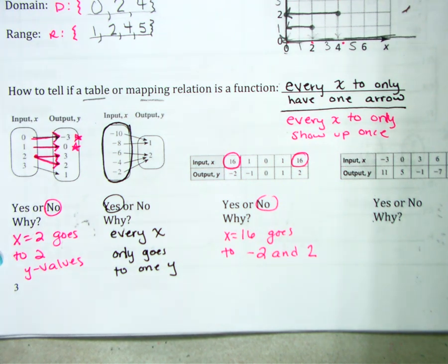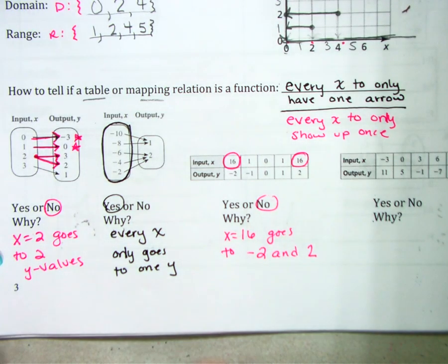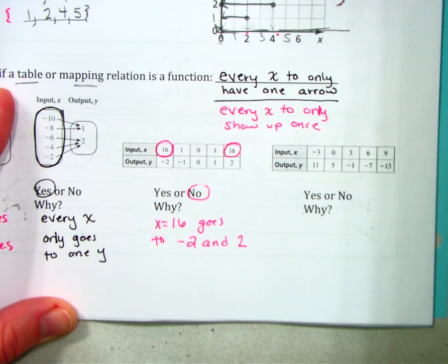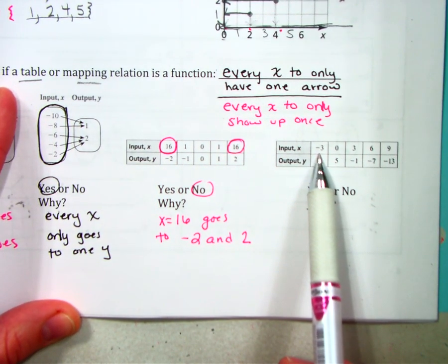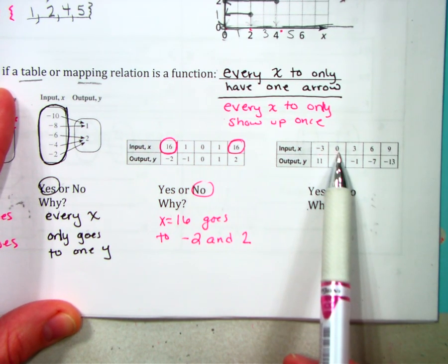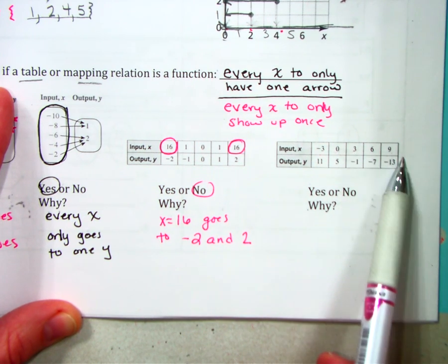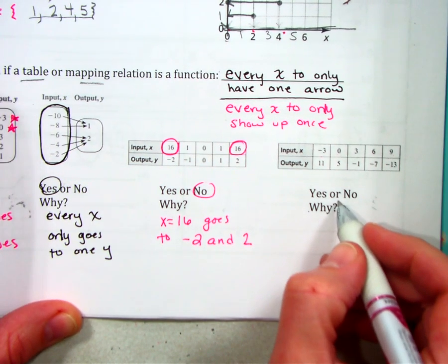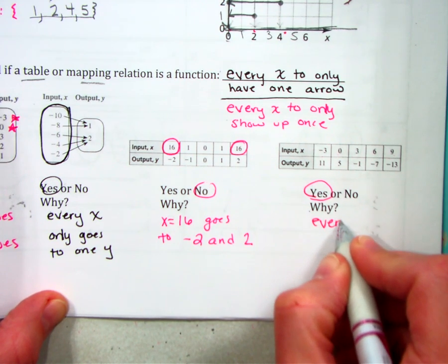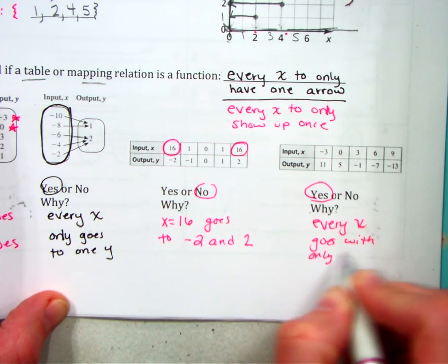So the last one you're looking for is that x value going to repeat. Okay, so do you see, here's -3. Do you see another -3? No. Okay, good so far. Here's 0. Do you see another 0? Nope. What about 3? Does that show up again? 6? 9? So this is good. Is this a function? Yes, it is. Because every x goes with only one y.